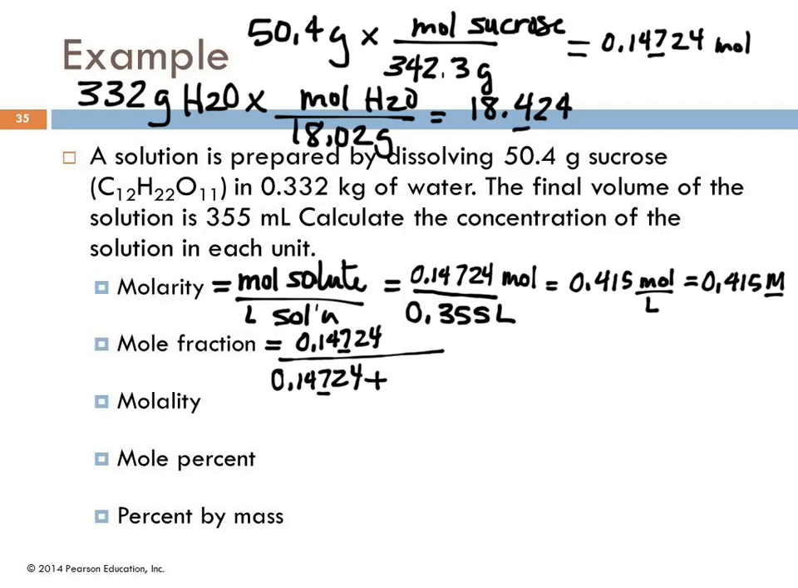Moles of water. So I'm going to put that down here, 18.424.